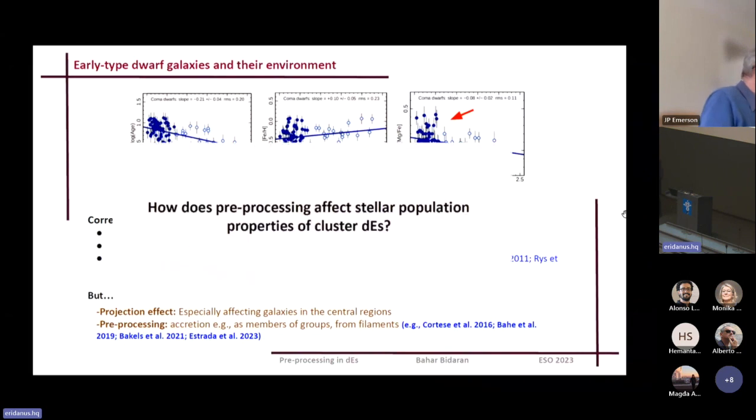But the question for observers such as me is how can we find pre-processed galaxies, or what are the effects of pre-processing on the physical properties that we can actually measure in present day cluster or group galaxies? And this was the question I was trying to answer during my PhD, and for that I needed a sample of pre-processed galaxies, right? And they should be dwarfs because they are one of the abundant types of galaxies in the universe, and they are very susceptible to the environmental effect.